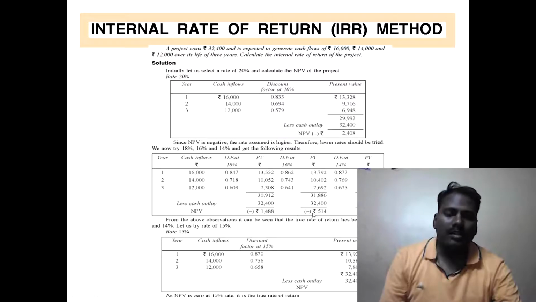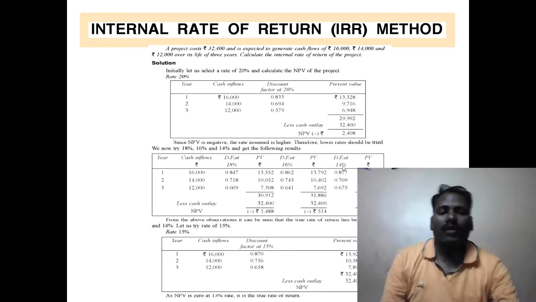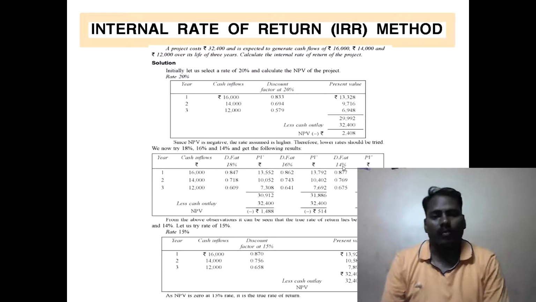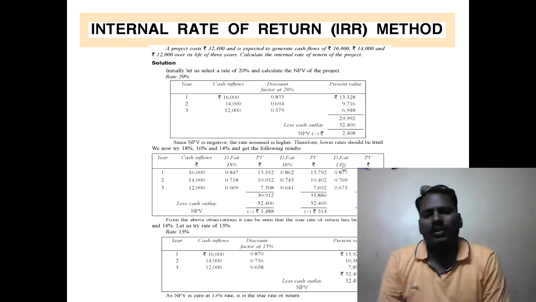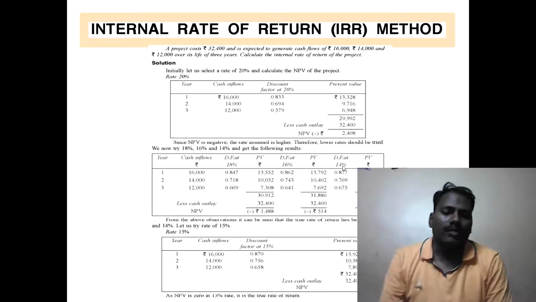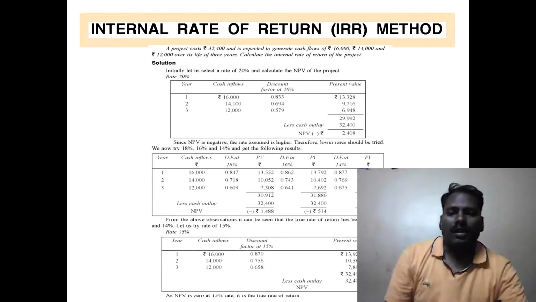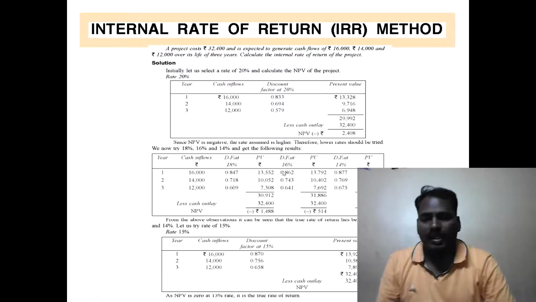For 16%, NPV is negative. For 14%, it is positive. That means the internal rate of return must lie between 14 and 16%. We don't know, it may be 14.5 or 15.8, 15.5, etc. So we are just trying for another trial of 15%, to find out whether the internal rate of return lies between 15 and 14 or 15 and 16, or it is exactly at 15%.